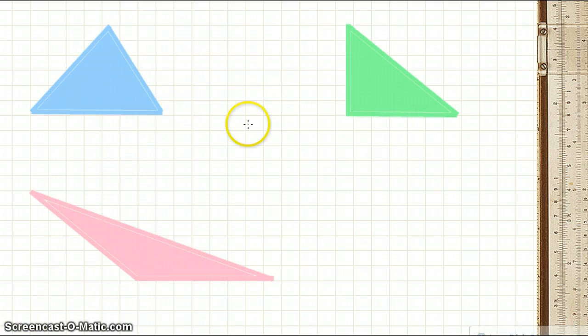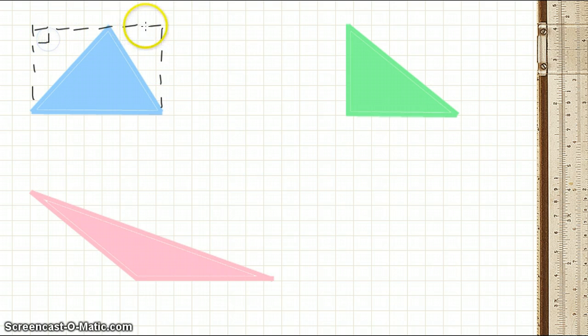Here I have 3 different triangles. This blue one is an acute triangle, this green one is a right triangle, and this last pink one is an obtuse triangle. The first thing we want to do is turn these 2 triangles into rectangles. That is how we find the 1/2 in the area of a triangle, because triangles are pretty much half of a rectangle. So here we go, we're turning this into that, and now we have 90-degree angles in all 4 corners.